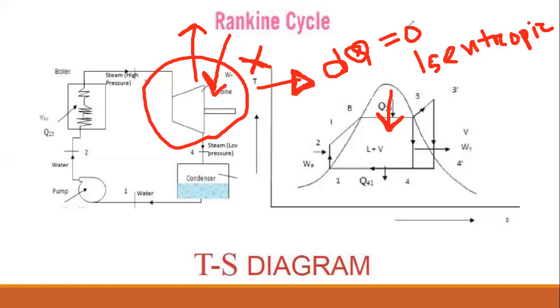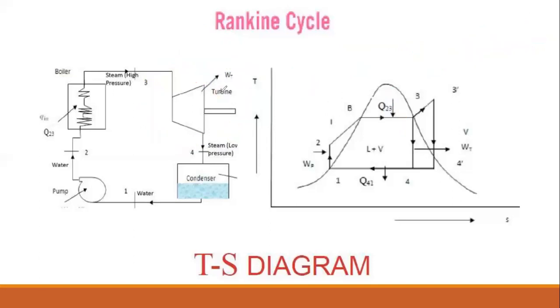But we all know that, my student, in the turbine the temperature and the pressure both become low. That means the entering pressure and the outgoing pressure are not the same, and the entering temperature and the outgoing temperature are also not the same. So in the turbine, the temperature will reduce. But the heat will not change because it is an isentropic process. So that's why from 3 to 4 the diagram is a straight line.